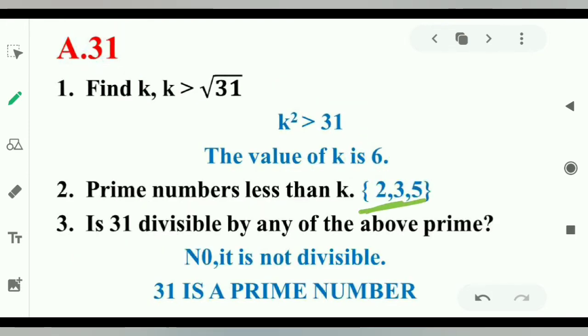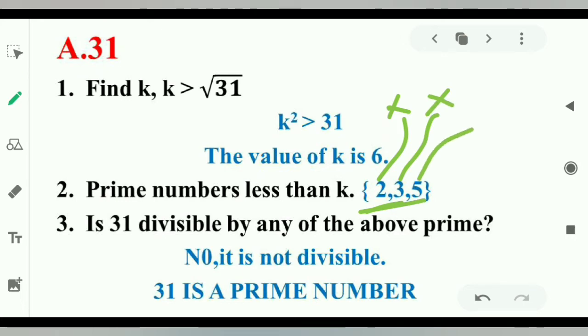In the third step, we have to check whether the given number is divisible by any of the listed prime numbers. Whether 31 is divisible by 2? No, it is an odd number. Whether it is divisible by 3: 3 plus 1 is equal to 4. The sum of the digits is not a multiple of 3, which indirectly means that the number is not divisible by 3. So the answer is no.